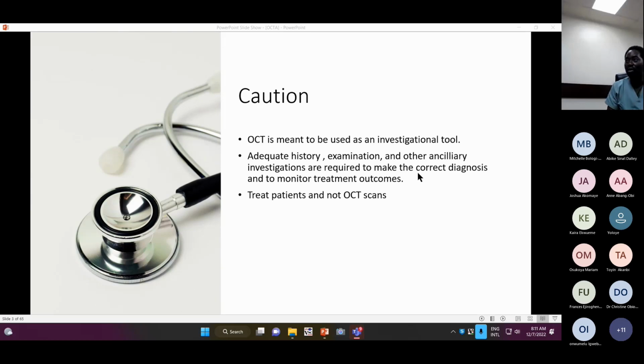Another word of caution: OCT and OCTA are meant to be used as investigational tools. We don't treat OCT angiography scans, we treat patients. So you need to make sure you take an adequate history. There are a lot of things that may look very much alike, so you need to do a proper examination and confirm with other ancillary investigations so that patients can be treated well.